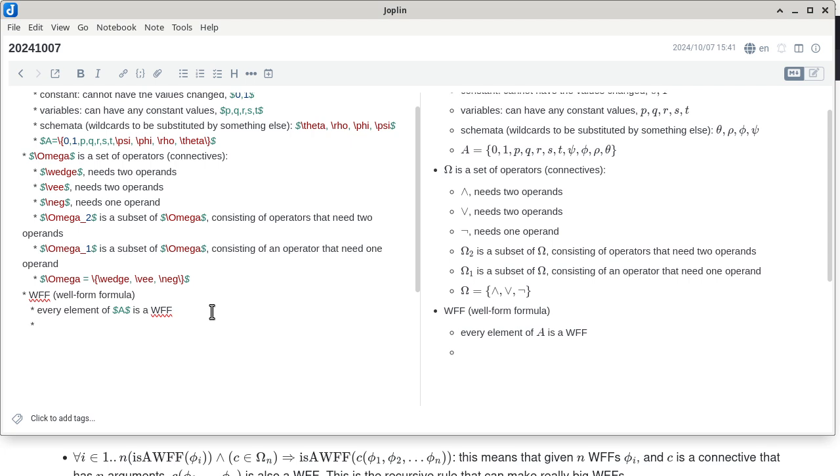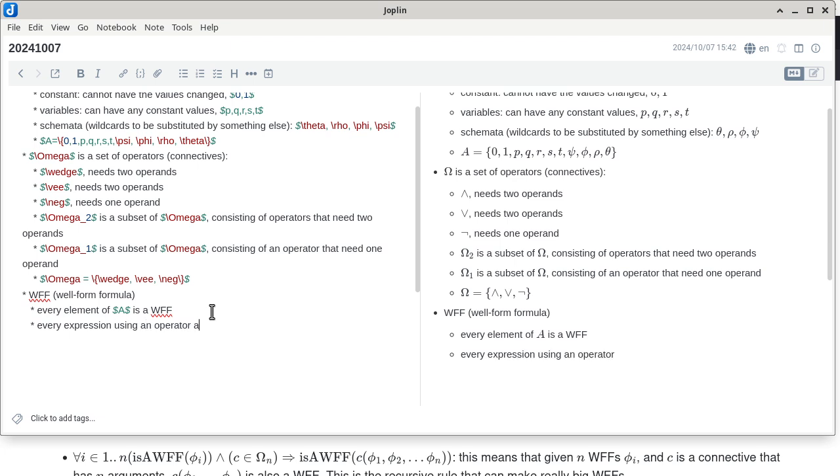So once we have that in our example, any expression with an operator and the right number of operands is also well-formed. Is that okay? So let me just explain that. Every expression using an operator and the right number of operands is also a well-formed formula. So I can give you a few examples here. For instance, 0 and 1 is a well-formed formula.